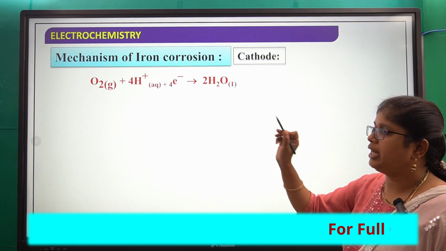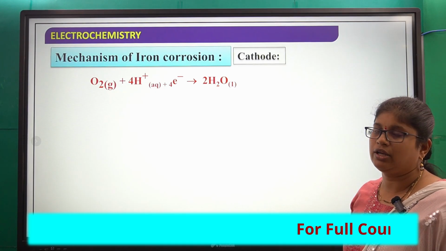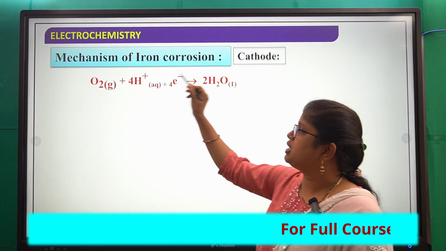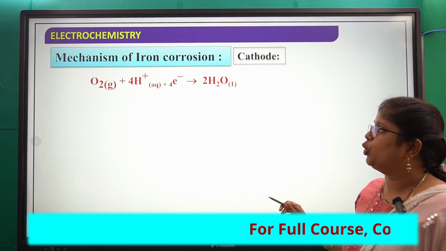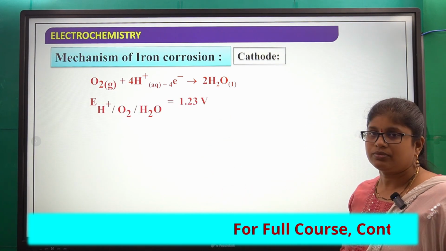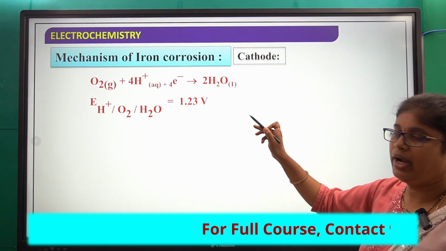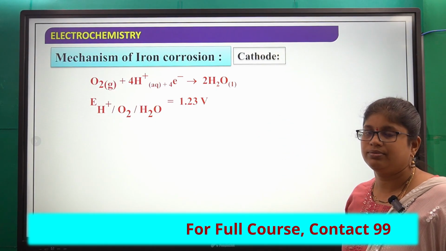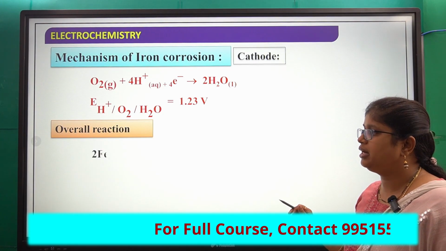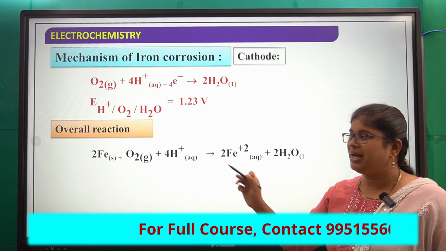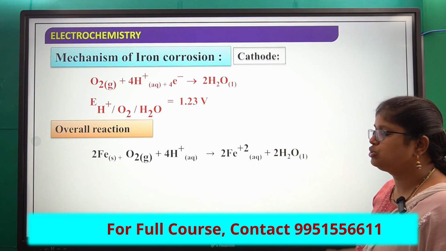Next, at the cathode what is happening? O2 combines with H plus and electrons, giving water molecules. The OH minus ions combine with more H plus ions, giving H2O. What is the electrode potential for this electrode? 1.23 volts. Next, what is the overall reaction taking place here? 2Fe plus O2 plus 4H plus gives 2Fe plus 2 plus 2H2O.